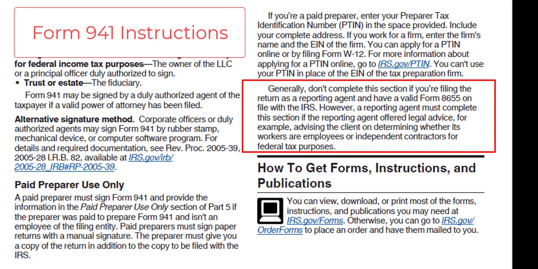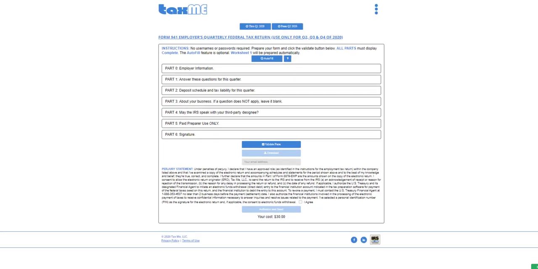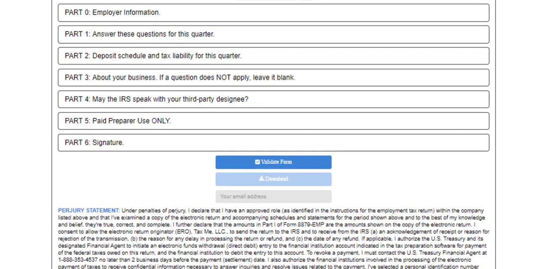Tip: when e-filing, reporting agents should sign payroll tax returns using their own name, not the name of their client. Also, reporting agents should keep Form 8655 in their files. The form does not need to be shared with the ERO and/or transmitter.